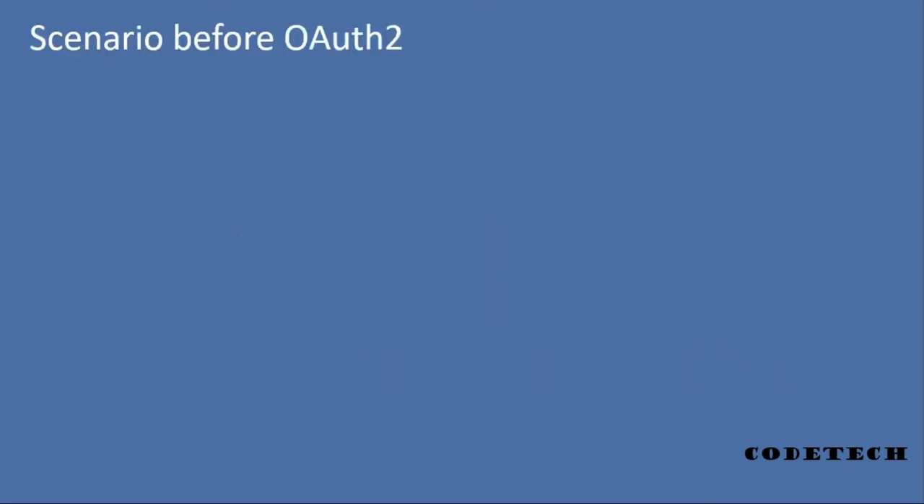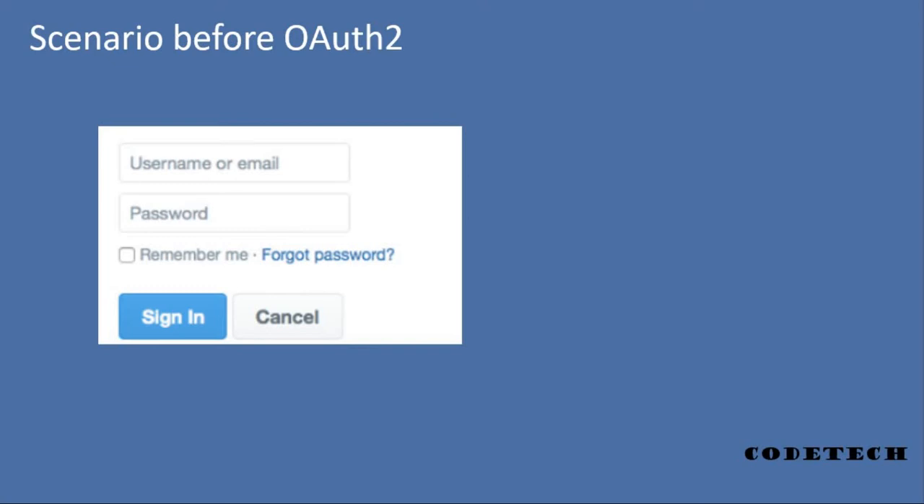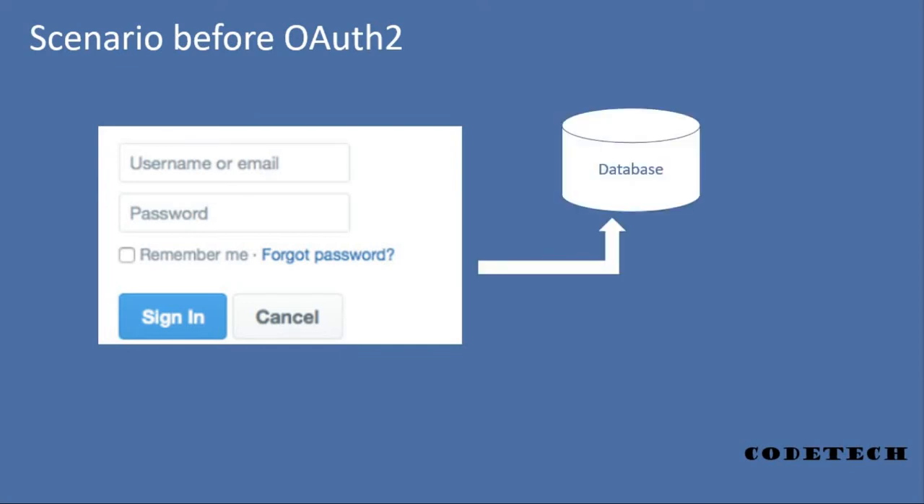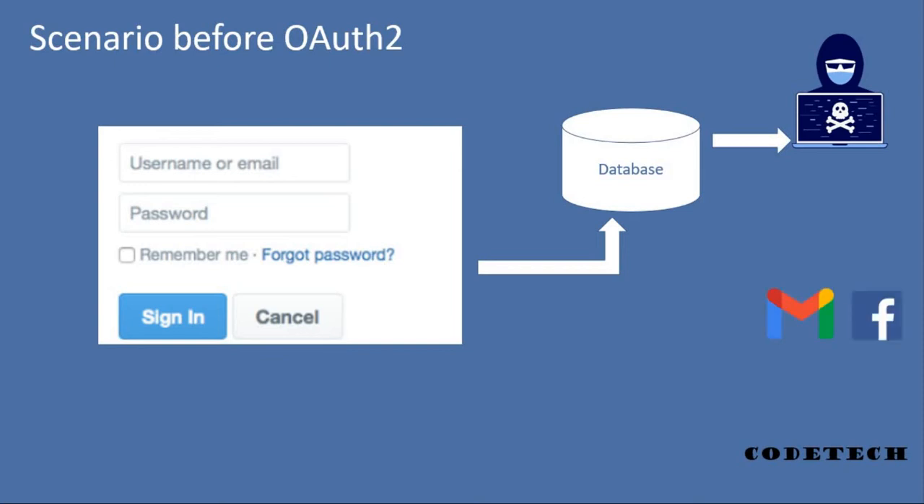Let's consider a scenario. Let's say a user has to sign into an application. A typical sign-in form would look like this, which would prompt the user to enter the username and password. Once entered, these credentials would be sent to the database and saved there. Say a hacker hacks the database and all the passwords are exposed. Many people reuse their password, and it's very common because not everyone can remember the passwords they've given for each website. And this becomes very easy for the hacker. He can use this password to log into more critical websites like Gmail or Facebook. So this is not a very good situation.